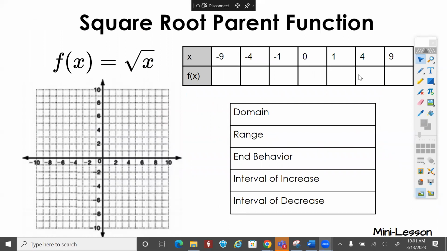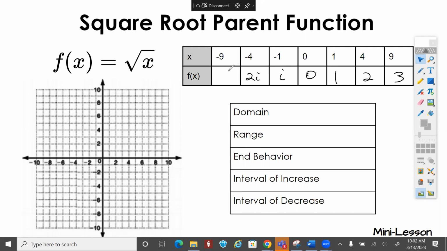First, we're going to fill in this table. Okay, so really quick, if I took the square root of 0, what am I going to get? 0. If I took the square root of 1, what am I going to get? If I took the square root of 4, what would I get? Square root of 9? Square root of -1. i. Square root of -4.